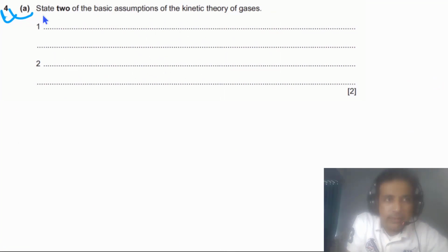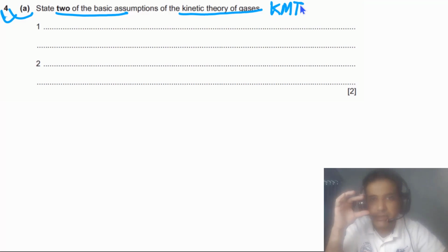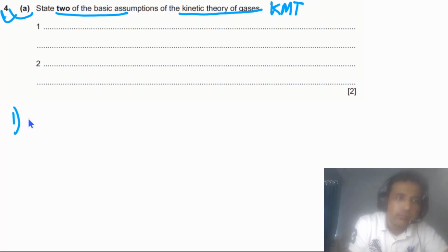Question 4 part A says, state two of the basic assumptions of the kinetic theory of gases. The kinetic theory of gases we also call KMT. So we need to state two basic assumptions of KMT. The first basic assumption we can say is that particles are in continuous random motion.